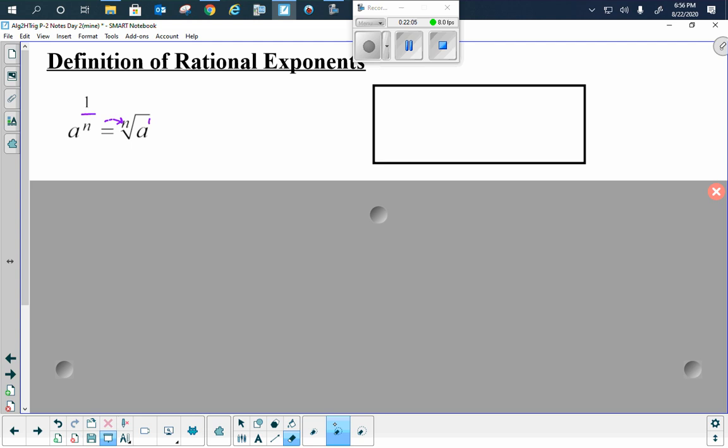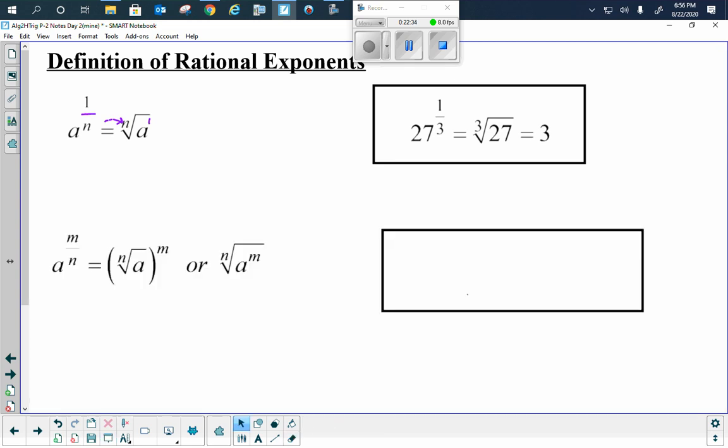So let's practice. Over here then, you need to realize that 27 to the 1/3, since that's a rational exponent, if you were to write that as a radicand, you would write that as the cube root of 27. And what can you multiply 3 times to get 27? That answer would be 3. Okay, got to know these both directions. Then let's do one more.